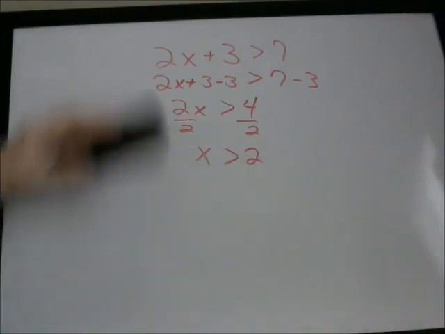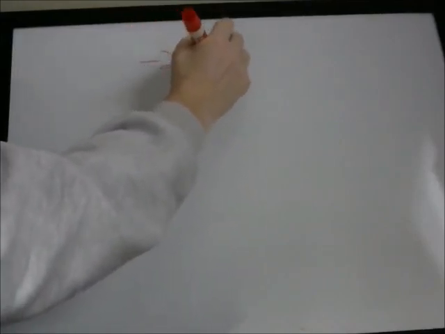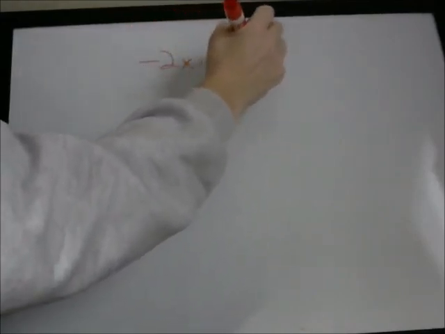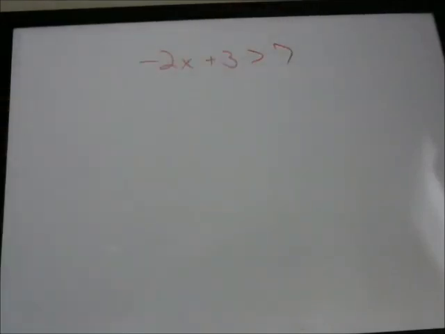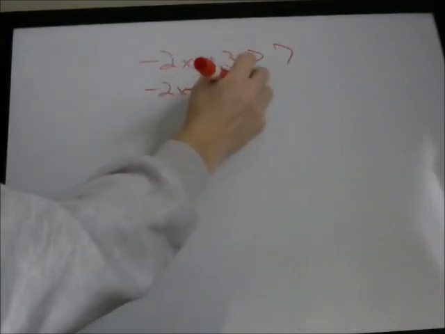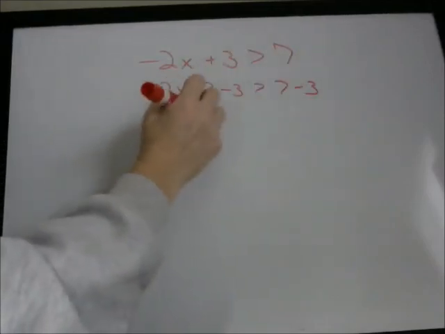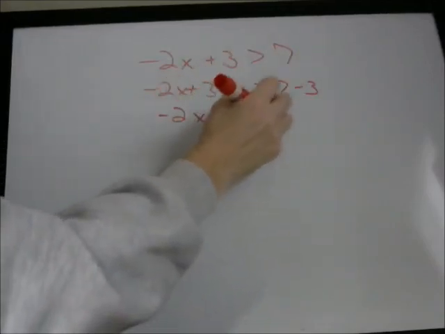So you can do basic algebra on inequalities. Now let me show you an example of when you have to do something different than what we've done in the past. We have negative 2x plus 3 is greater than 7. Solve for x. We start out the same way. We're going to get rid of that 3 by subtracting it. So we have negative 2x is greater than 4.